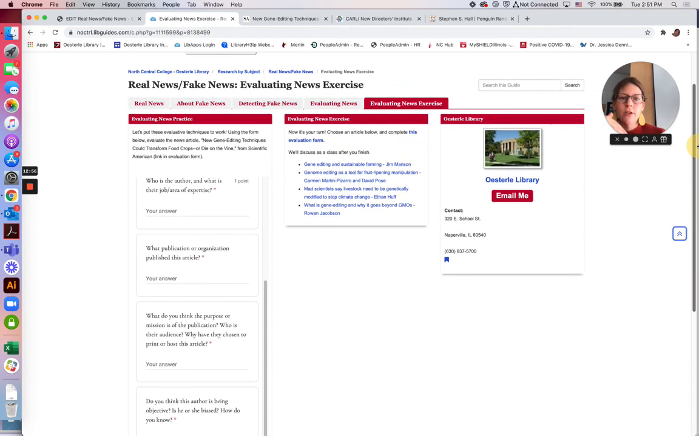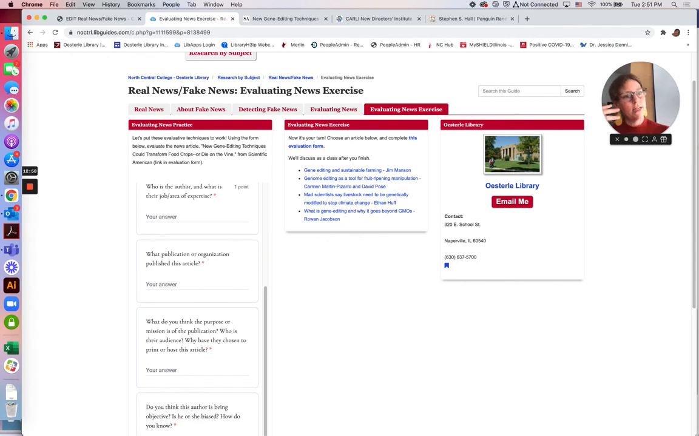So now in thinking about the steps and how to think about an article and look at the different places on a website to get to particular information, now it can be your turn. Take a moment, choose one of these articles in this list and use the same processes that we just did with this Scientific American article to pick one of these and evaluate it, and then submit the form to me so that I can pass it on to your instructor.